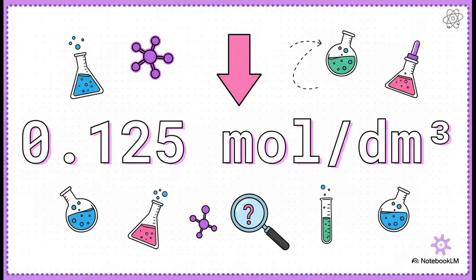So, 0.0025 moles divided by 0.020 dm cubed equals 0.125 moles per dm cubed. And there it is. We've done it. We've taken our data, used our formula, followed our 3-step method, and found the unknown concentration. The mystery is officially solved.